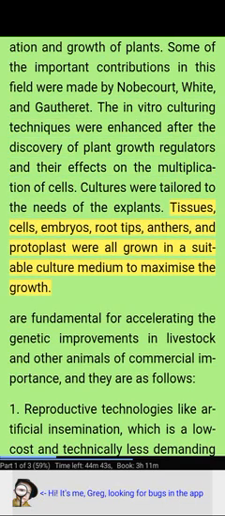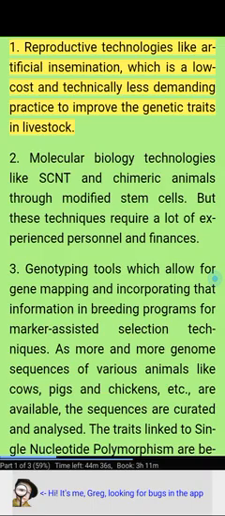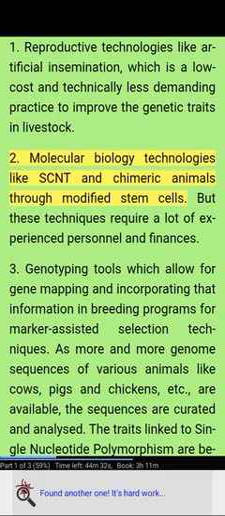Tissues, cells, embryos, root tips, anthers, and protoplasts were all grown in a suitable culture medium to maximize growth. These are fundamental for accelerating genetic improvements in livestock and other animals of commercial importance, and they are as follows. 1. Reproductive technologies like artificial insemination, which is a low-cost and technically less demanding practice to improve the genetic traits in livestock. 2. Molecular biology technologies like SCNT and chimeric animals through modified stem cells.